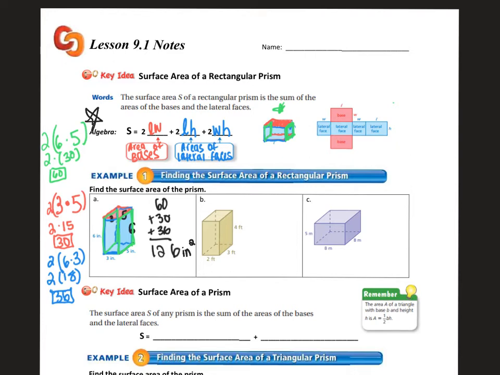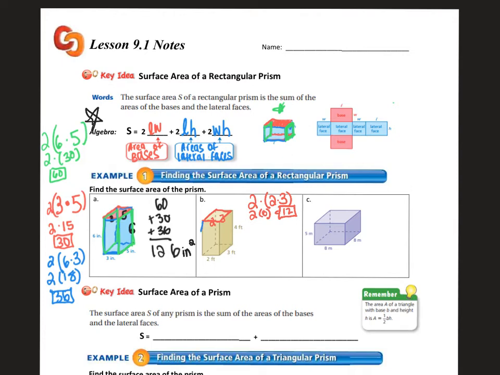So for my next one, I'm going to do the bases again first. This is my base here. It has a length of 2 and a width of 3, so I have to multiply that twice: 2 times 3, times 2, and I get 12 for the bases.